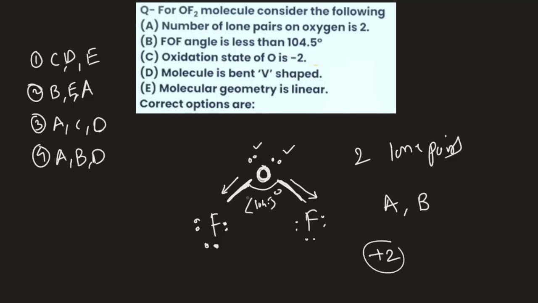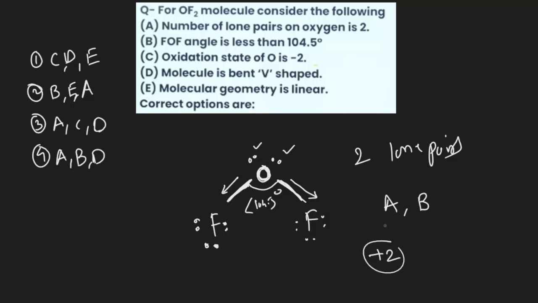And the reason why it has lost 2 electrons, even though there is a bond between oxygen and fluorine, is since fluorine is more electronegative, the electrons in the bond will be pulled towards fluorine. That means oxygen is going to lose 2 electrons from these 2 bonds. So it has lost 2 electrons, and that's why the oxidation state is +2. So option C is incorrect.